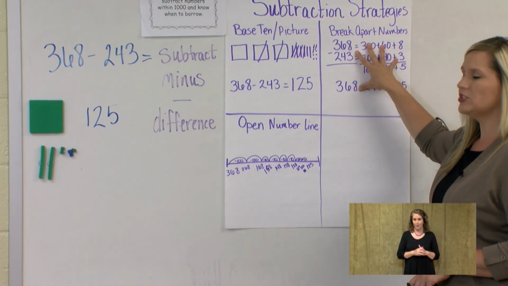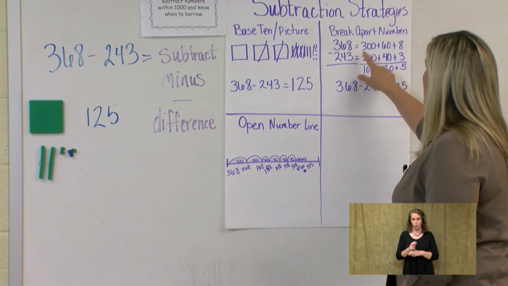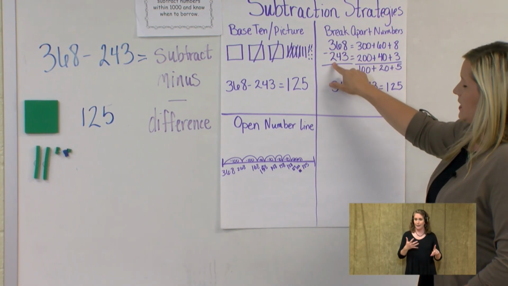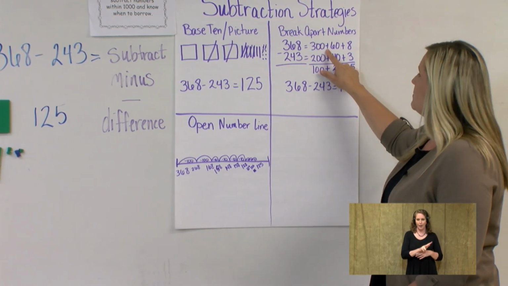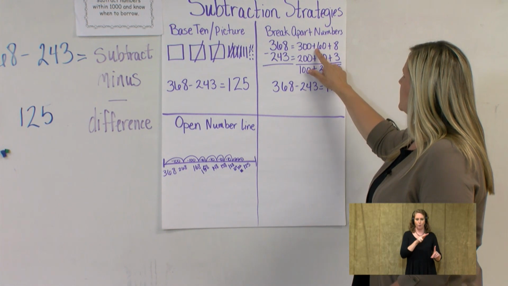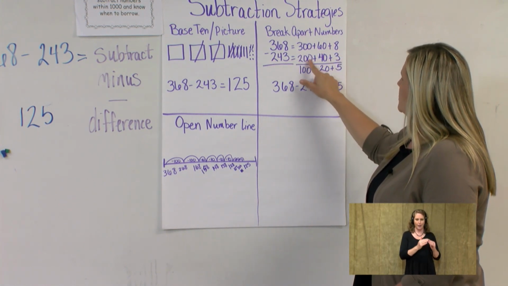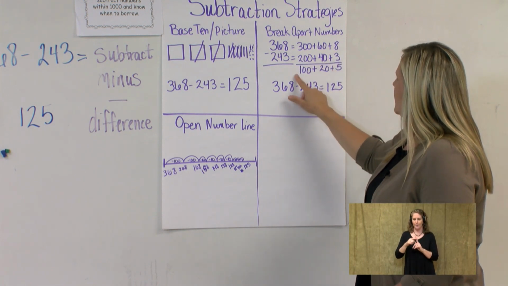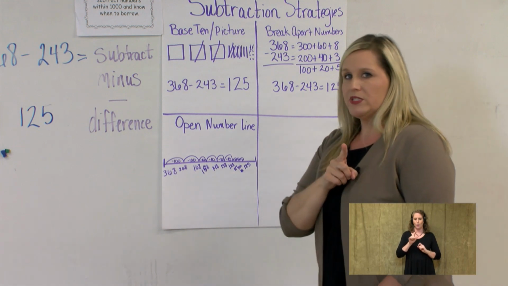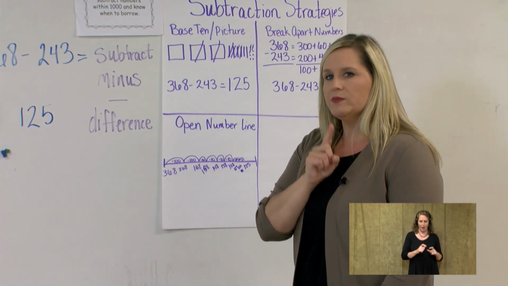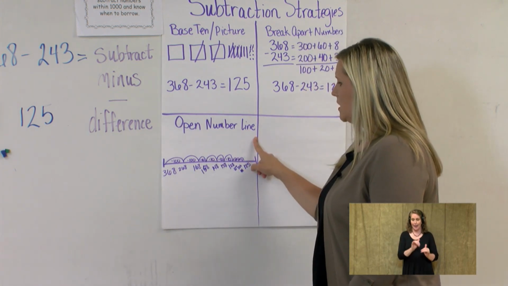Remember seeing these strategies? The break apart numbers, that works with subtraction as well. I took these numbers, the same problem, 368 minus 243. I broke it up into expanded form. 300 plus 60 plus 8, 243, 200 plus 40 plus 3, and then I subtracted and ended up with the same number. Now remember we talked about using different strategies. We always want to make sure that we get the same answer. Then I did the open number line.